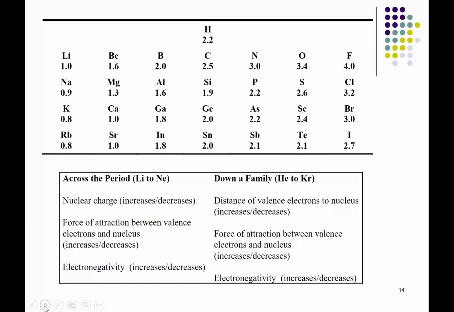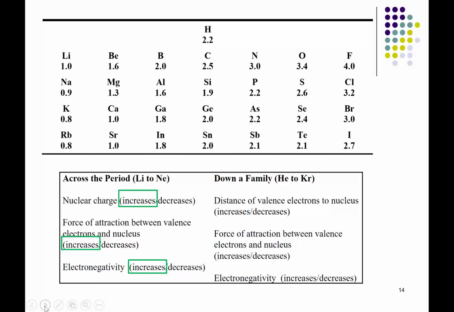Again, I'm scaffolding this for you. If you're asked to explain the trend, this is the sort of explanation I'd like you to make. Across the periodic table, the first thing we look at is the nuclear charge. And of course, the nuclear charge indeed increases across the periodic table. This results in an increase in the force of attraction between the valence electrons and the nucleus. And then this also results in an increase in electronegativity, because electronegativity is directly related to the force of attraction between the valence electrons and the nucleus. The valence electrons, in this case, are the shared pair of electrons.